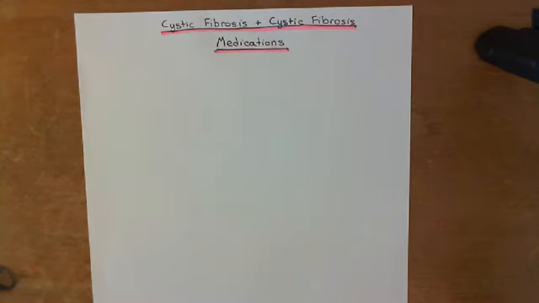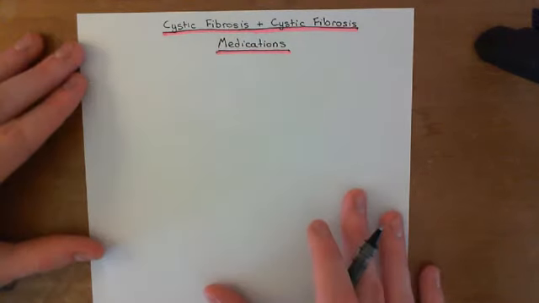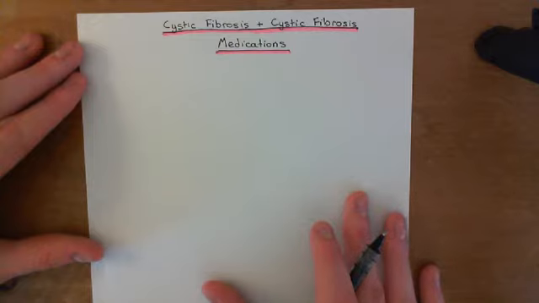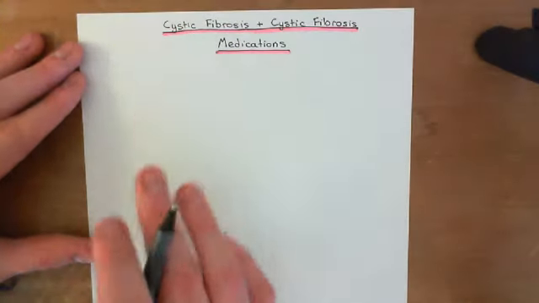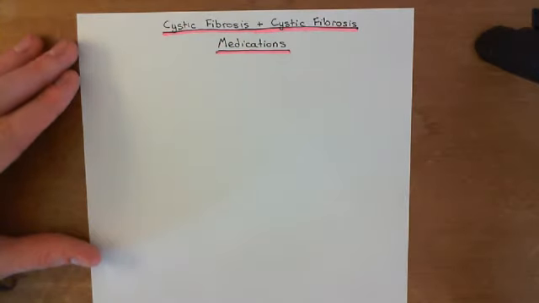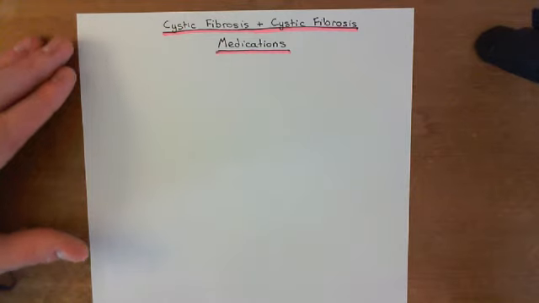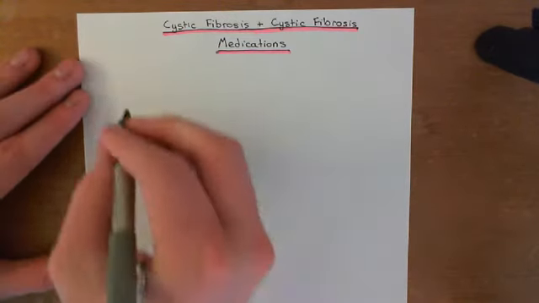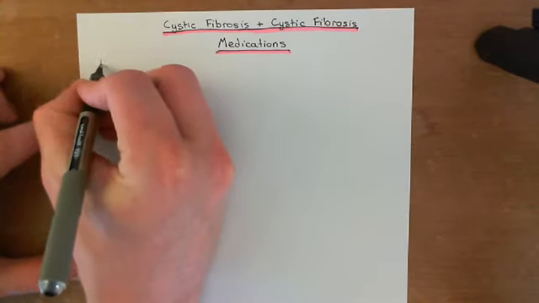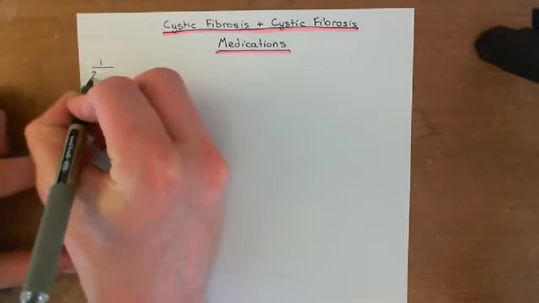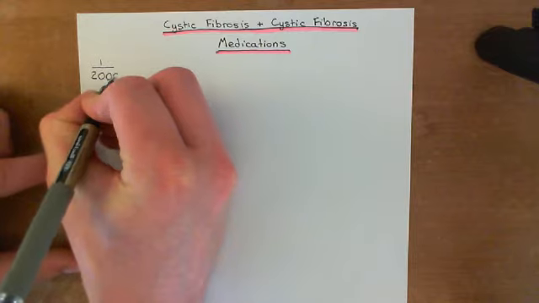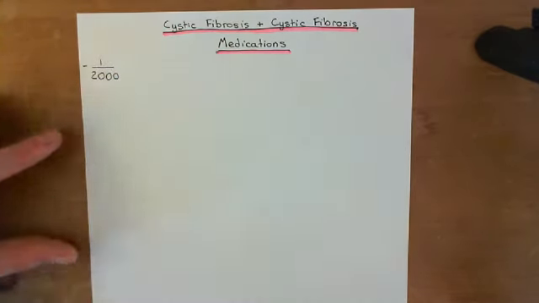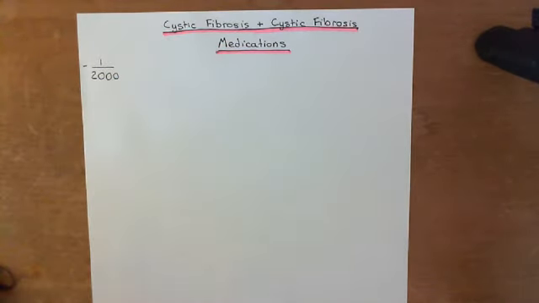Right, so let's start with a little bit of background knowledge about cystic fibrosis. Cystic fibrosis is a genetic disease. It's one of the most common genetic diseases among white Caucasians, and it's estimated that approximately 1 in 2,000 people will be born with cystic fibrosis. So 1 in 2,000 live births are affected.